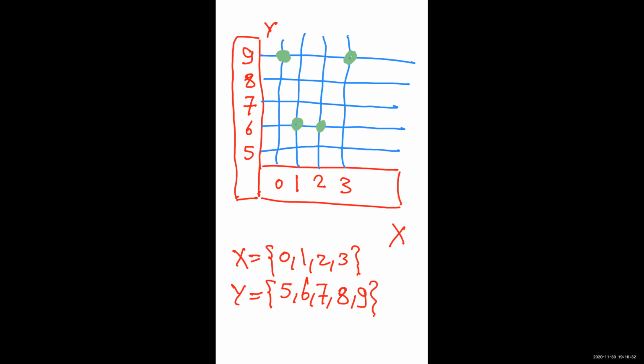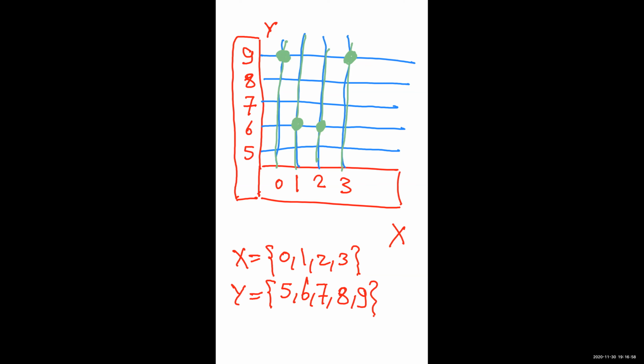Why? Because each vertical line has only 1 point. So this vertical line has only 1 point. This vertical line, only one point. Here also only 1 point, and here also only 1 point. So this means all elements participated once, right? Exactly, this is a function. Okay, very good.